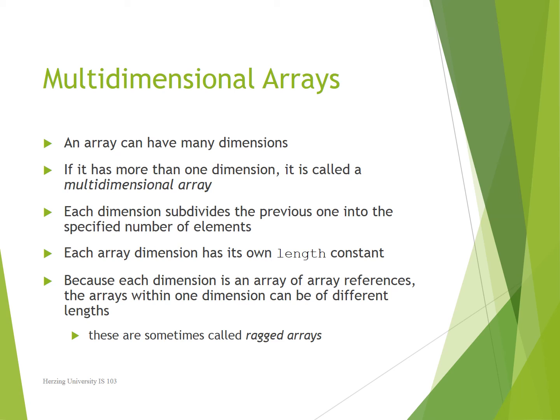Multi-dimensional arrays. An array can have many dimensions. If it has more than one dimension, it's called a multi-dimensional array. Each dimension subdivides the previous one into the specified number of elements. Each array dimension has its own length constant. Because each dimension is an array of array references, the arrays within one dimension can be of different lengths. These are sometimes called ragged arrays.